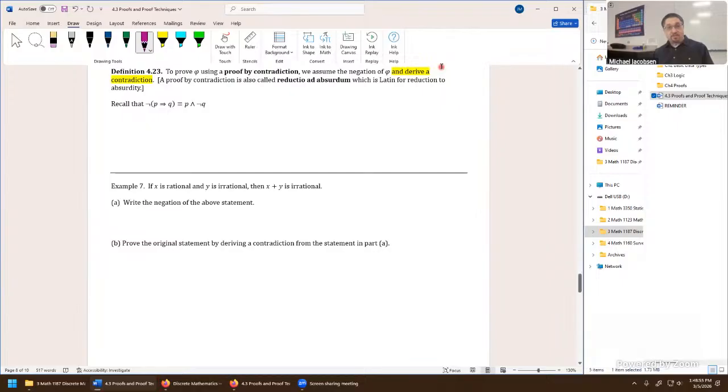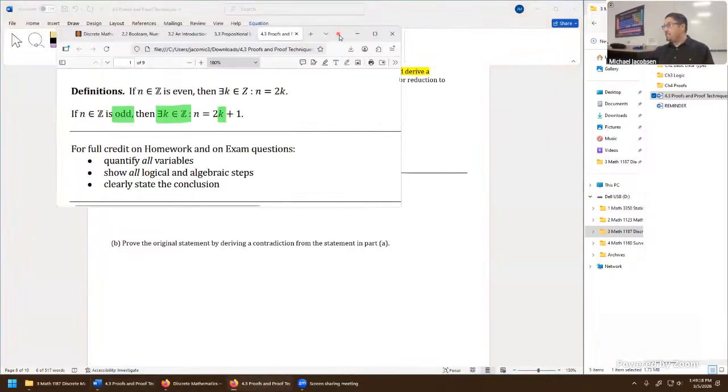Now, if you've derived a contradiction, that would tell us that the negation of phi was false. We landed on something that broke math or broke logic. The moment we assume the negation is true, we end up on a contradiction. Then the negation of phi must have been false. Then we can use another idea.